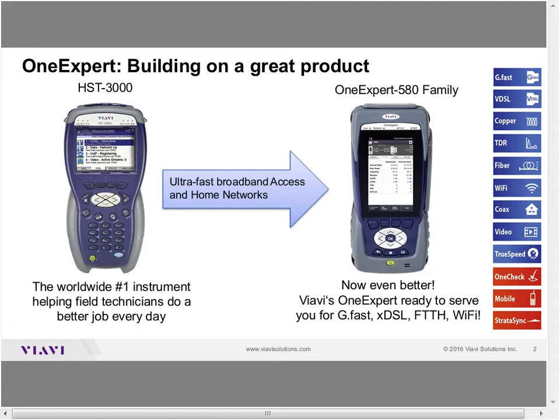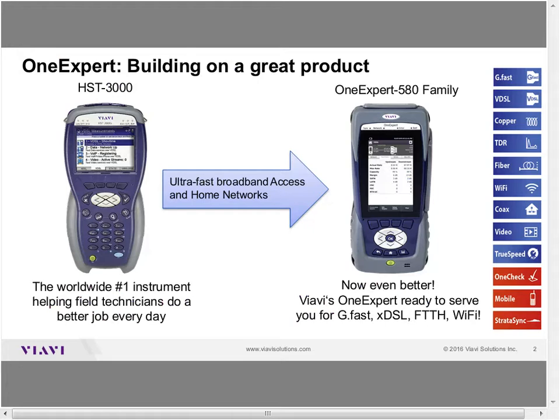Alrighty, okay. So let me introduce these two products here on screen. You may be familiar with the HST 3000. For about 10 years now, it's been the leading XDSL tester out in the field. There's over 100,000 users out in the field as of now. And then on the right, you will see the OneExpert broadband series family. And this particular product is a fairly new platform for us. It's about 1.5 years old.